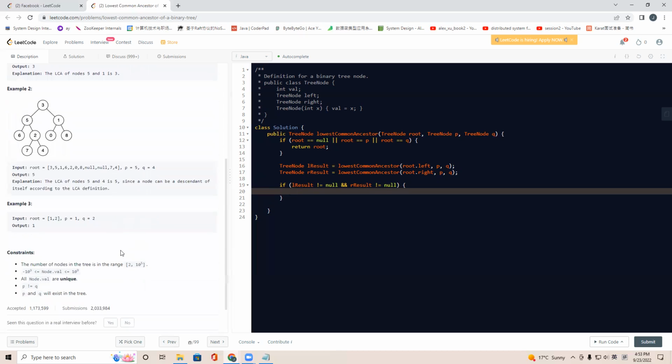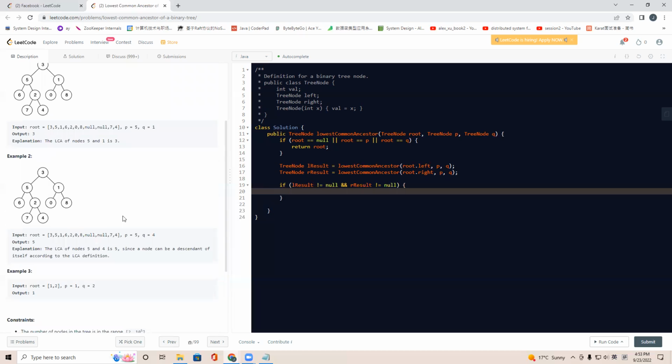Otherwise, because the question says that P and Q exist in the tree and all the numbers are unique, if we find an LCA on the left result, the right result should be null. That means we either find a P on the left and a Q on the right, or a Q on the left and a P on the right. So we just return root.